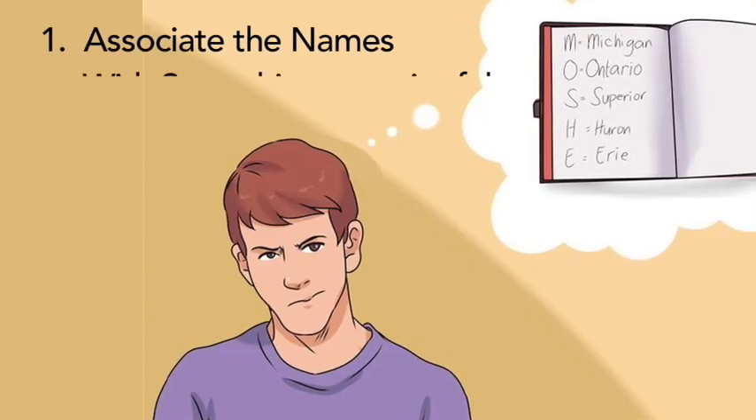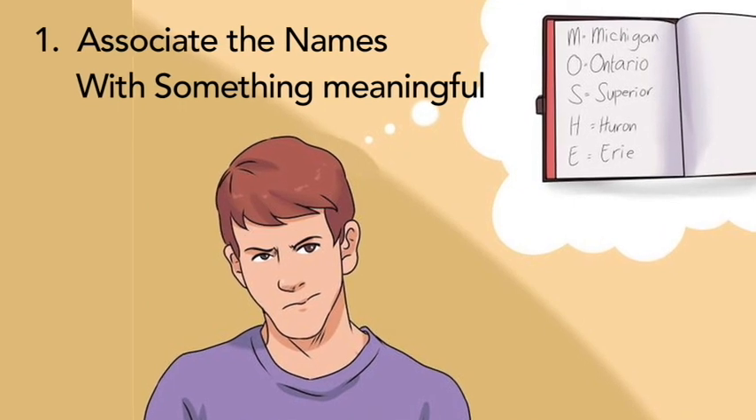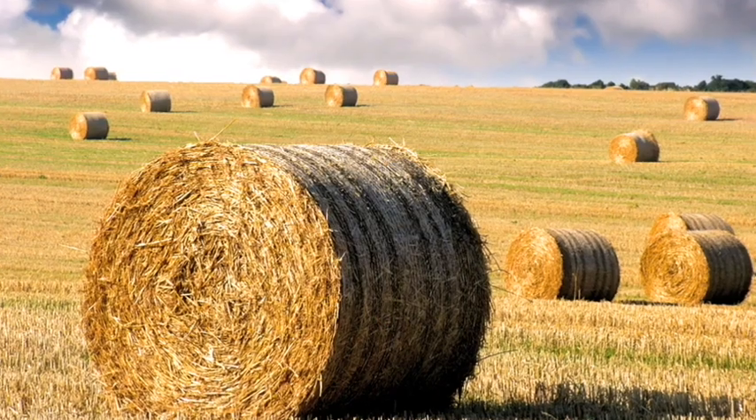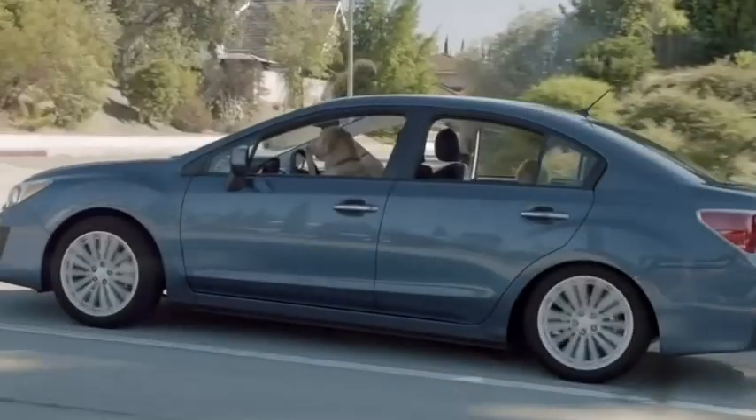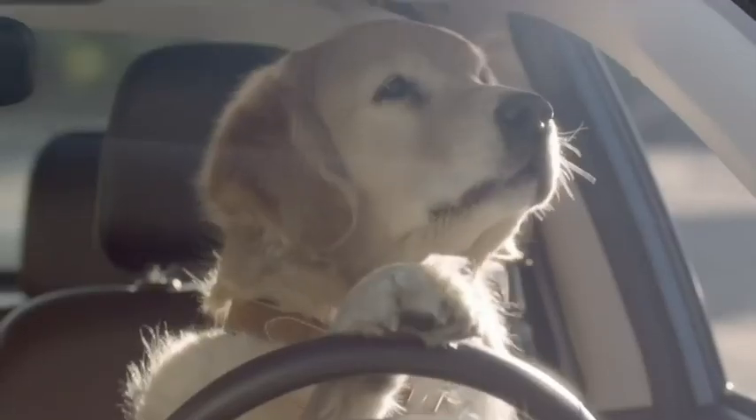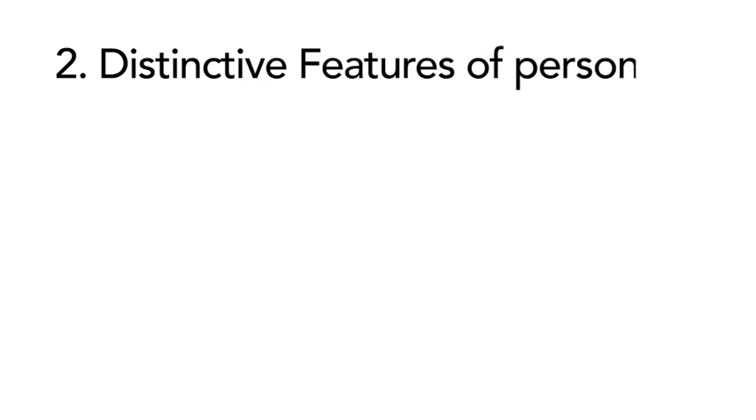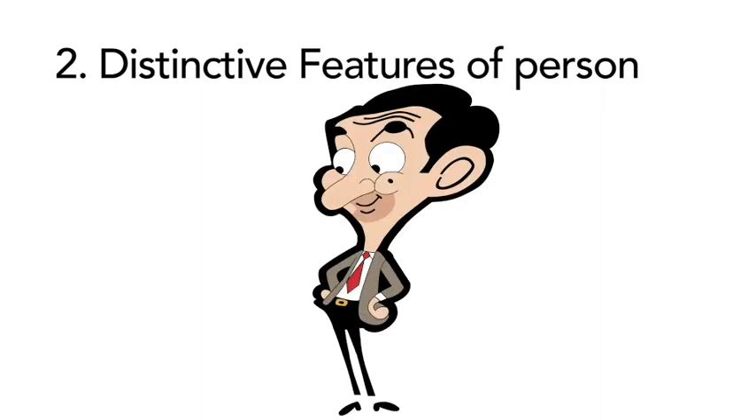Firstly, associate the name with something meaningful. That's easy with names like Bales. Picture bales of hay. If it's something more difficult, like Toyotomy, just visualize a Toyota car being driven by Tommy. Secondly, note distinctive features of that person's face.